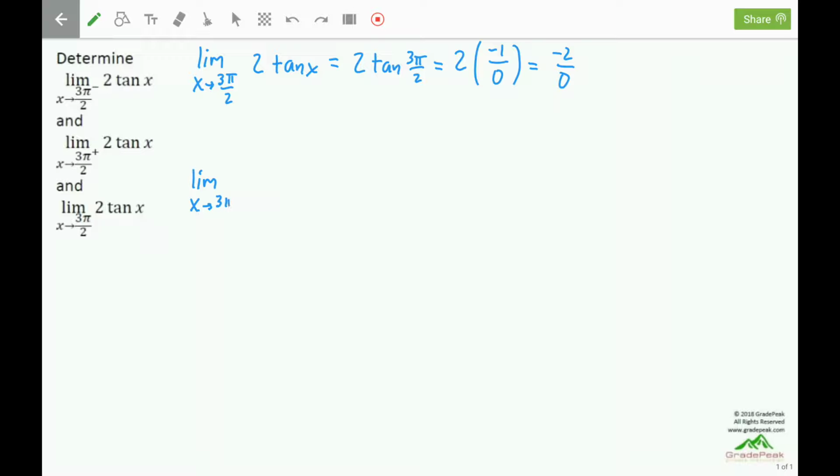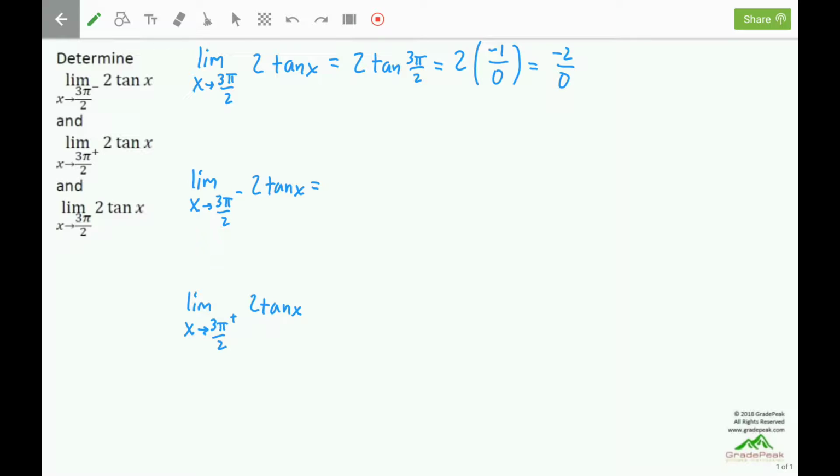We have the left-sided limit indicated by the negative superscript on the 3 pi over 2. And the right-sided limit indicated by the positive superscript on the 3 pi over 2. Let's start with the left-sided limit.